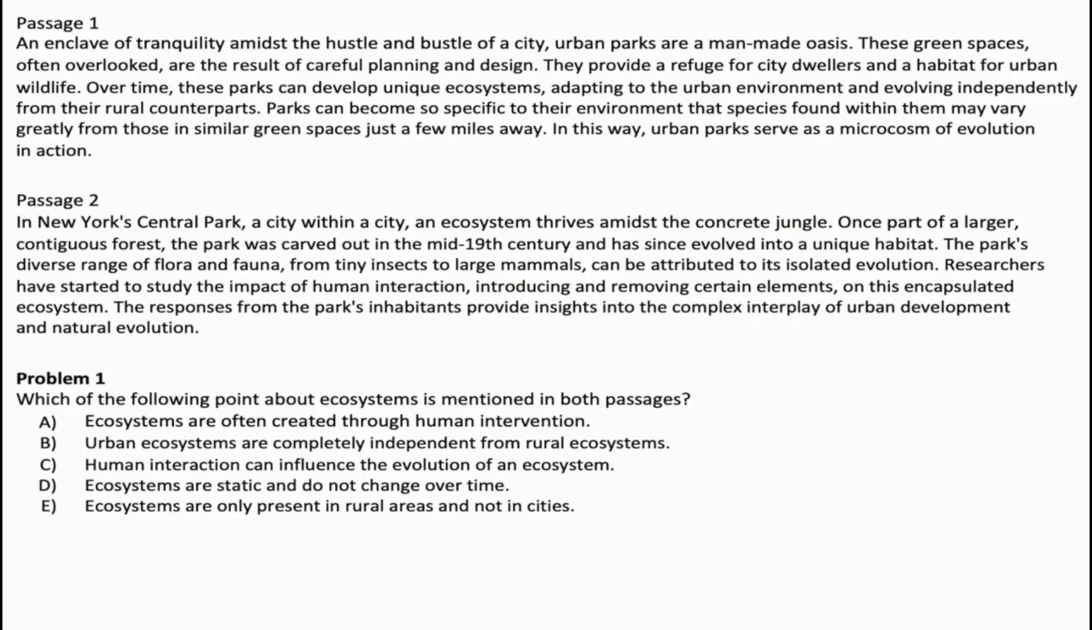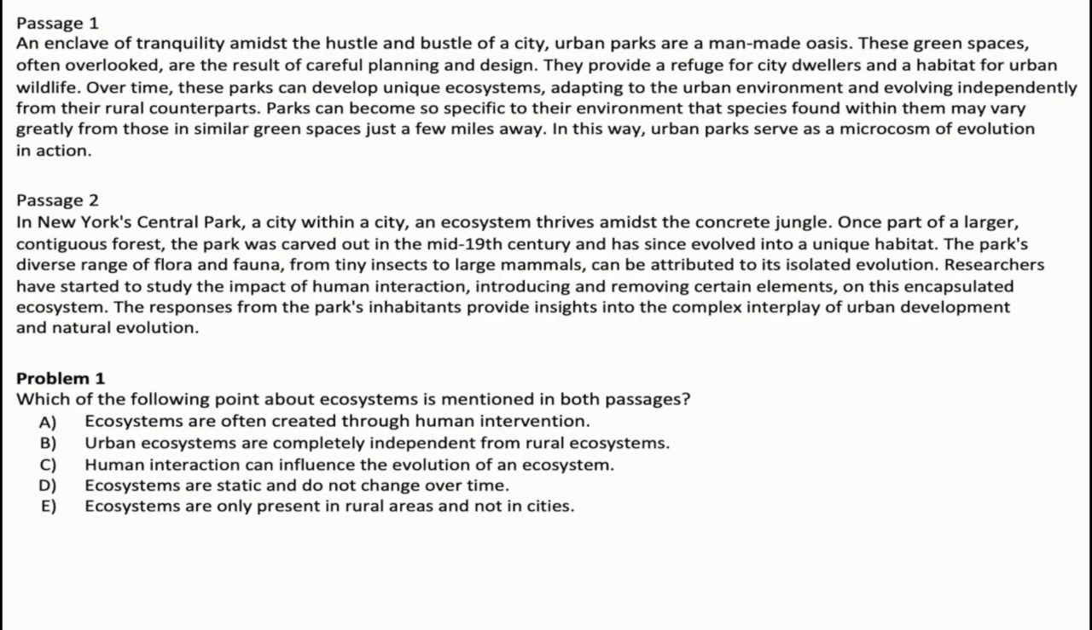Now let's see the answers. A, ecosystems are often created through human intervention. Doesn't seem to be the point. I mean, it's a point, but is it created through? One of them was a forest that was carved out. So B, urban ecosystems are completely independent from rural ecosystems. They both seem to mention that, right? They both say they're unique ecosystems separate from everything else.